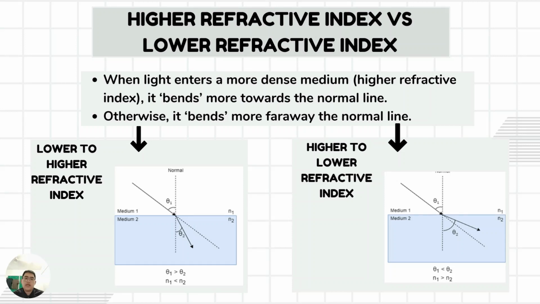Next is the higher refractive index and the lower refractive index. When light enters a denser medium, it is bent more toward the normal. As in the picture on the left side, we can see that when the light travels from the less dense medium to the denser medium, the light is bent toward the normal. However, as in the picture on the right side, when the light travels from the denser medium to the less dense medium, the light is bent far away from the normal.